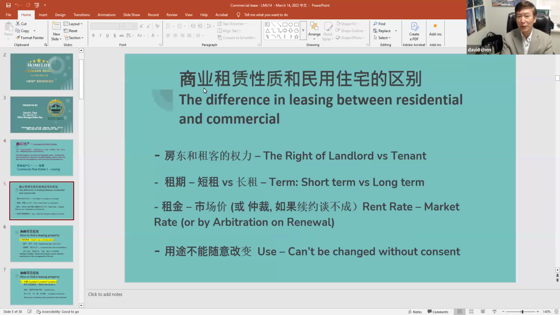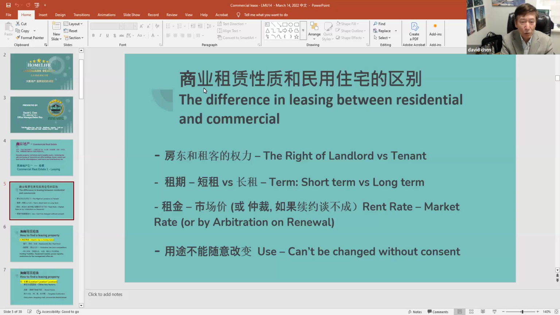The first thing I can talk about quickly: from our WeChat group, I see a lot of issues every day between landlord and tenant are for residential. The difference I have to mention here is that the residential lease between landlord and tenant is totally different from the commercial one. In residential, because the government protects the tenants, in many cases the tenant has more power than the landlord. But in commercial lease, it's the opposite way.